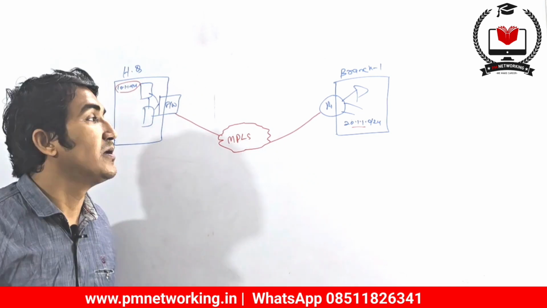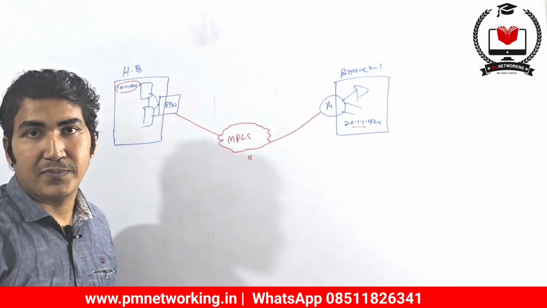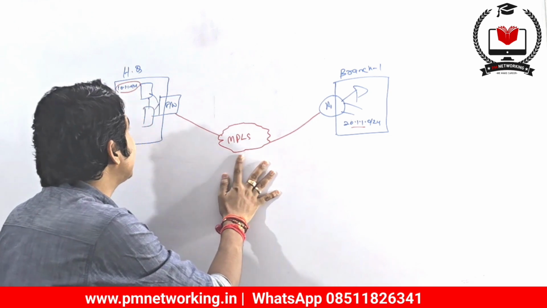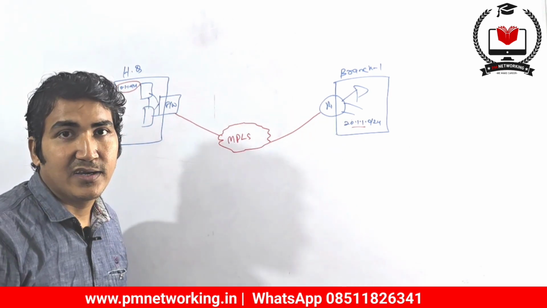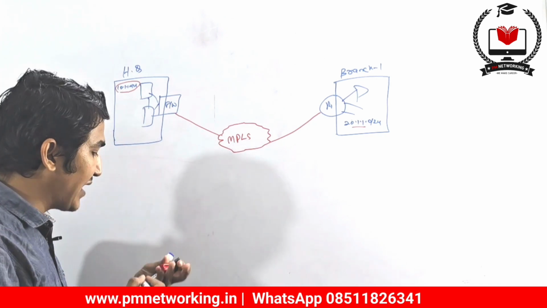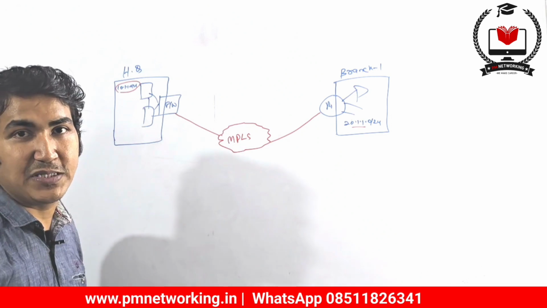Everything is working fine. But the issue is, what if this MPLS goes down? We don't have any redundancy. We don't have any backup between the headquarter and the data center. So guys, for backup, what can we do? We can take another connectivity from the service provider.